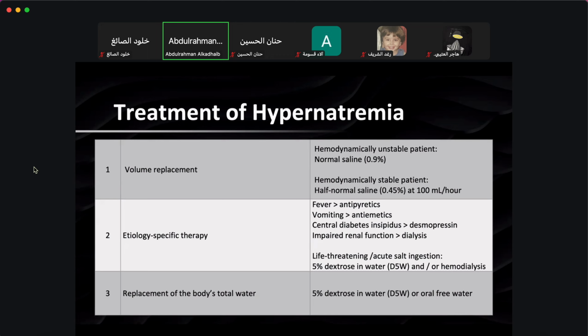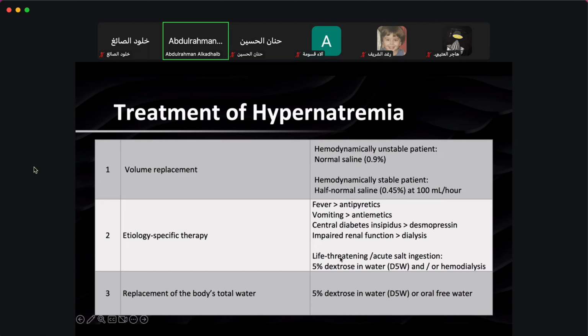As we talked about earlier in hyponatremia, we can use antiemetics for patients with vomiting or antipyretics for patients with fever. In cases of central diabetes insipidus, which may cause euvolemic hypernatremia, we may use desmopressin, which is basically a medication that will increase the ADH and reverse the central diabetes insipidus.